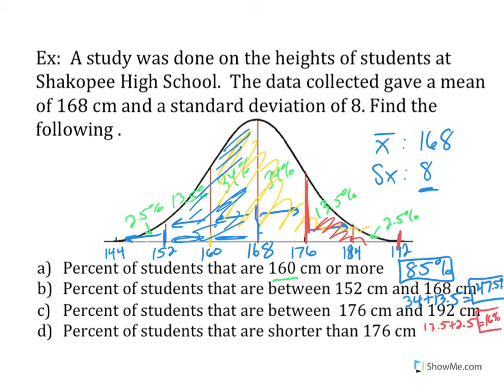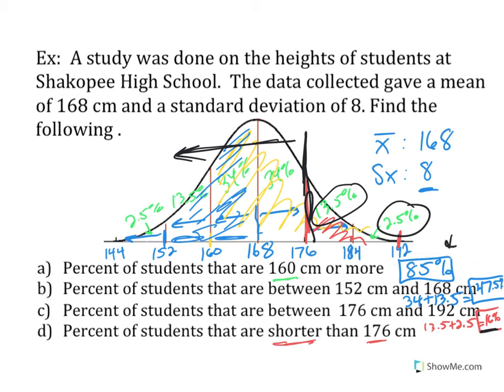And then lastly, students shorter than 176. Shorter than 176 would be all of these ones, right? From this line all to the left. And so I guess you could probably just take your answer that was between 176 and 192 and subtract that. So if I take that 16% there, subtract it from 100% of the data, I should get my answer, as well as adding up those percentages below. But I believe you get the same answer as our letter A there. So we should get 85% as our final answer.